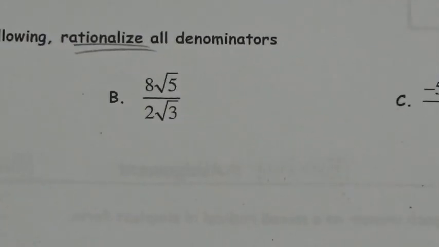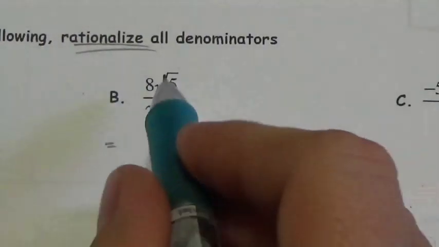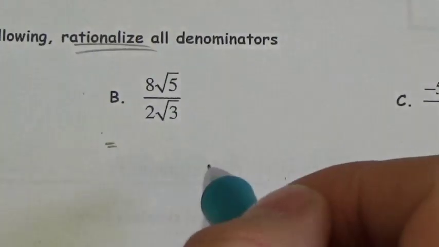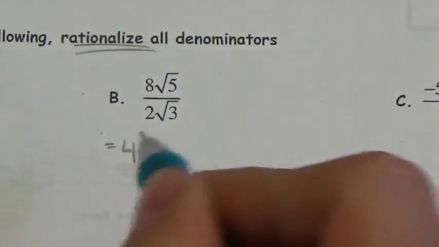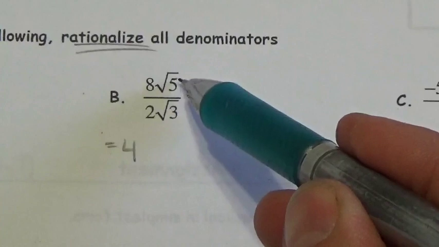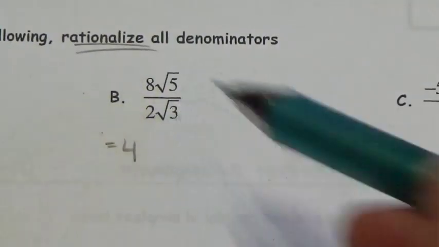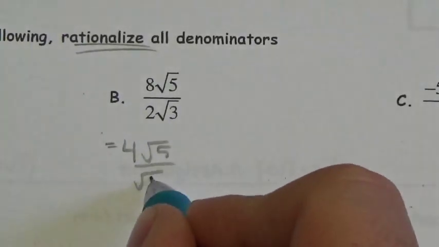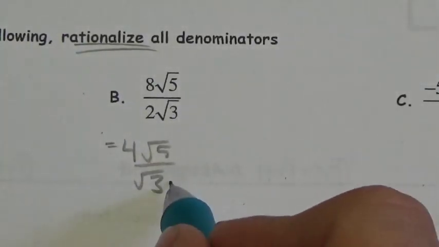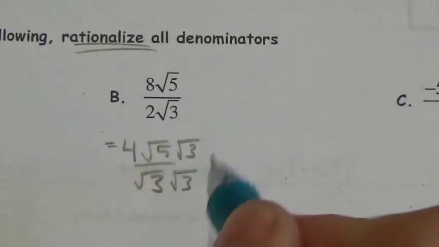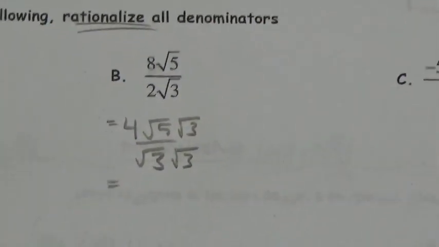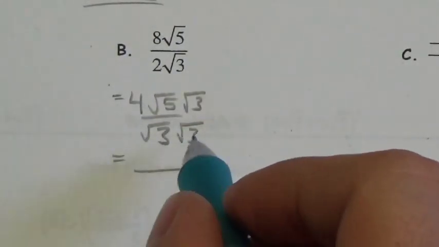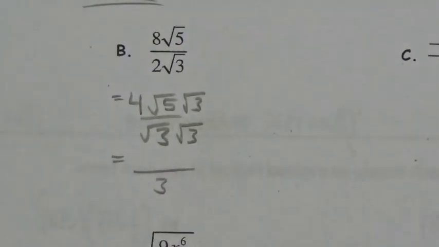All right, next one. 8 root 5 divided by 2 root 3. 8 divided by 2 is going to be 4. Notice that 5 is not divisible by 3, so I need to rationalize in this case. So I've got a root 3 in the denominator. What I need to do is make sure that there are 2 3's under that radical symbol. So that in the denominator, when I multiply root 3 times root 3, that's going to be root 3 times 3, or just 3.